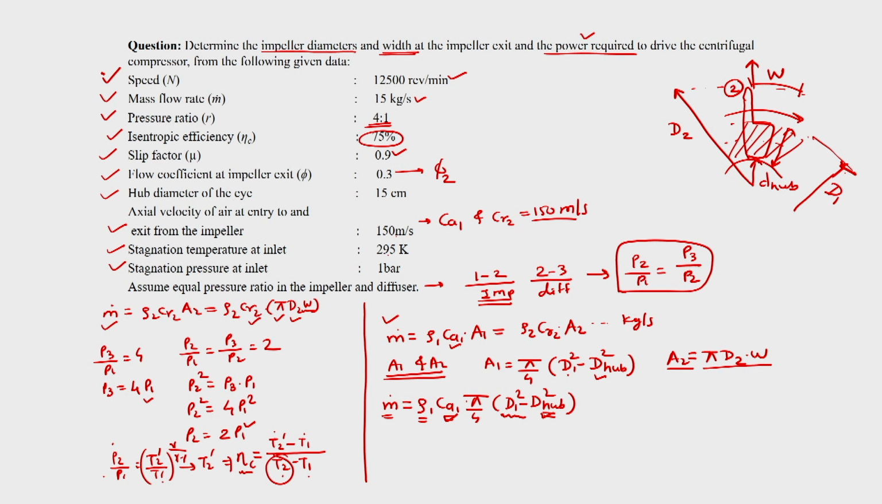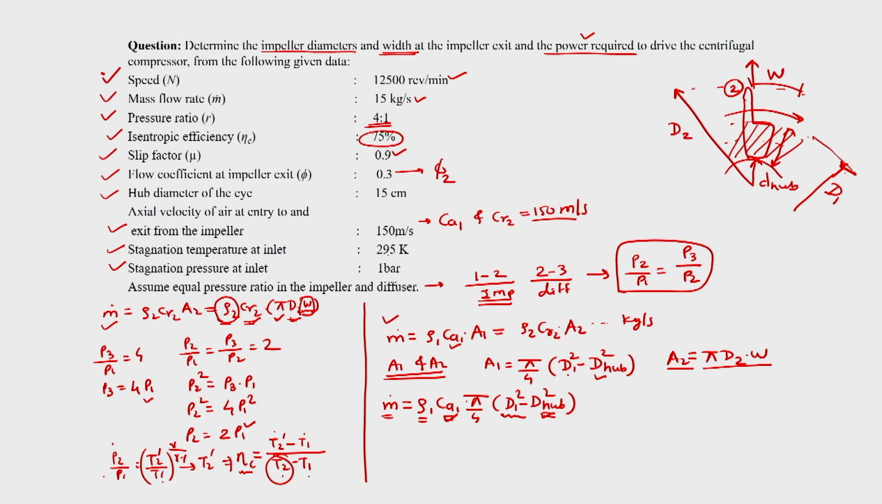What is our requirement? T2 is known, P2 is known, then rho 2 can be found out using the formula P2 is equal to rho 2 R T2. So P2 is known, T2 is known, we can find out rho 2. So rho 2 is known here, CR2 is known, pi value is known, D2 is known, pi D n by 60. So we can find out W. So this example is solved this way.